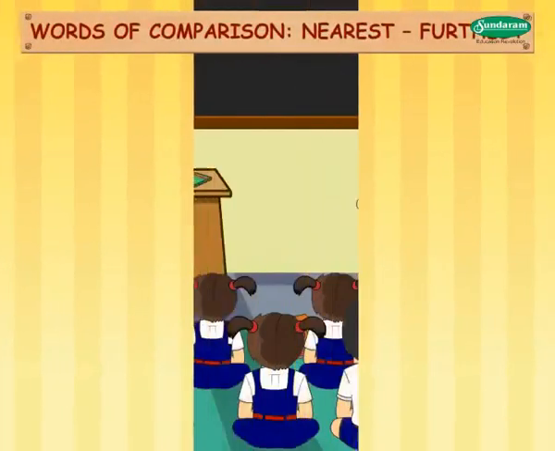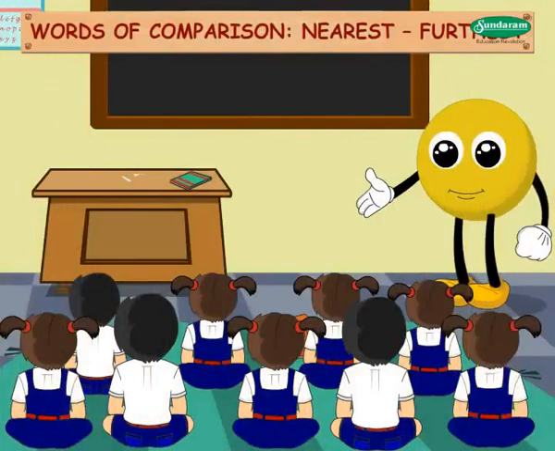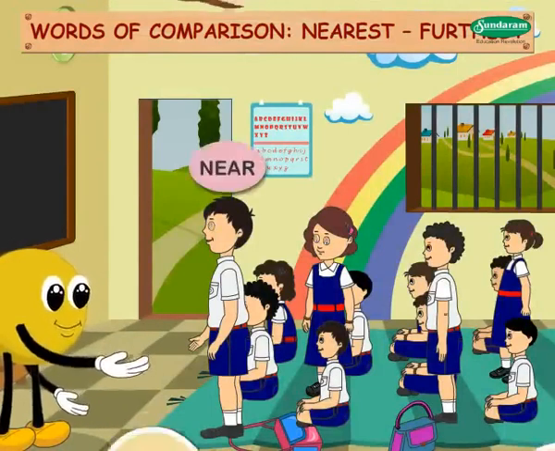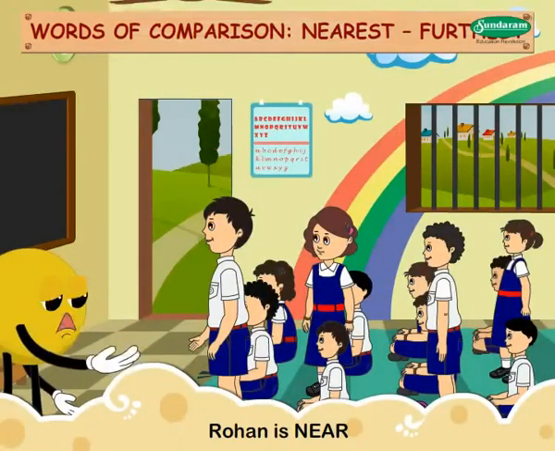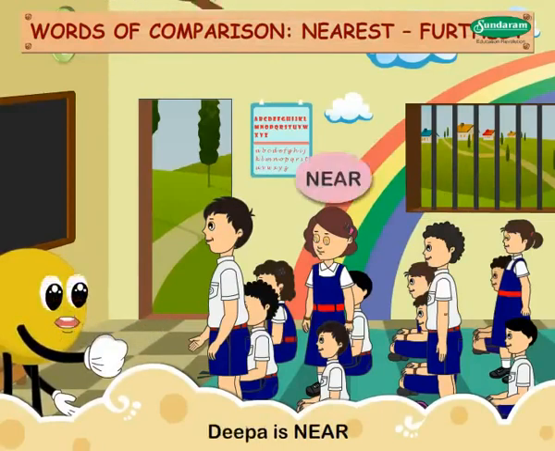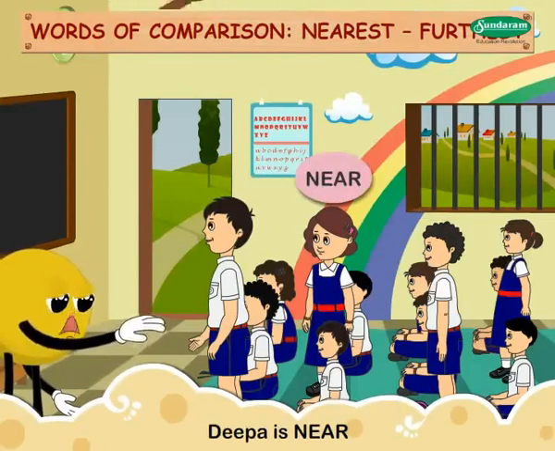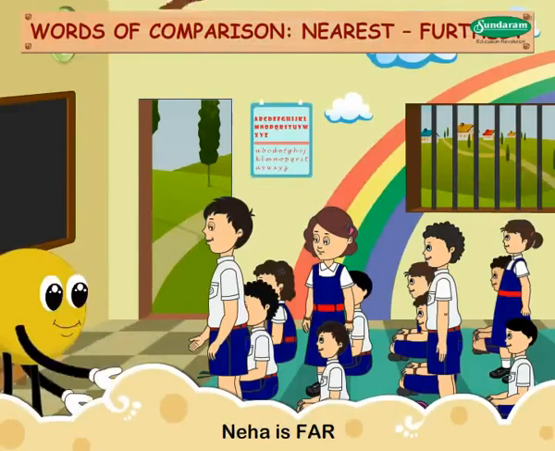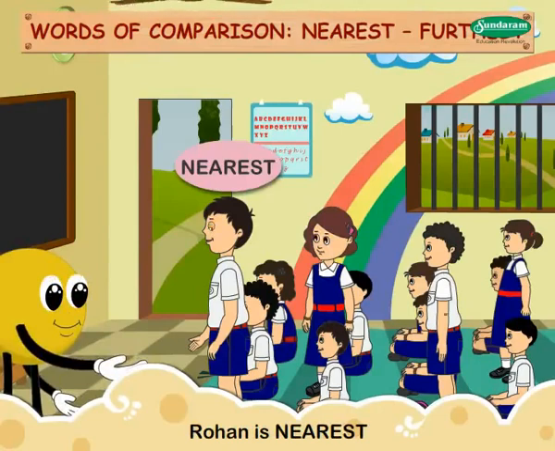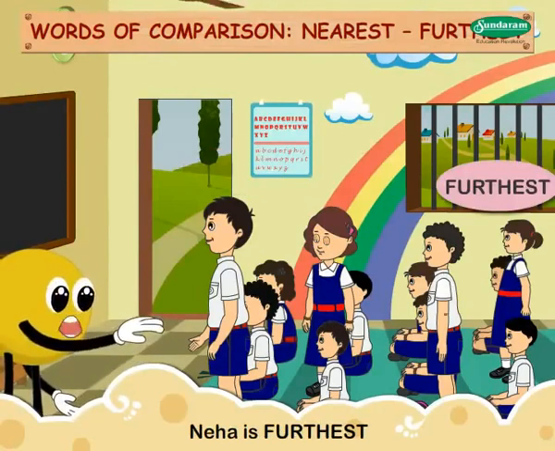Words of comparison. Nearest, furthest. Children, I want 5 of you to come and stand here one behind the other. Now, look here. Rohan is near me. Sahil is far from me. Deepa is near me. And Neha is far from me. Now listen carefully. Rohan is nearest to me, while Neha is furthest.